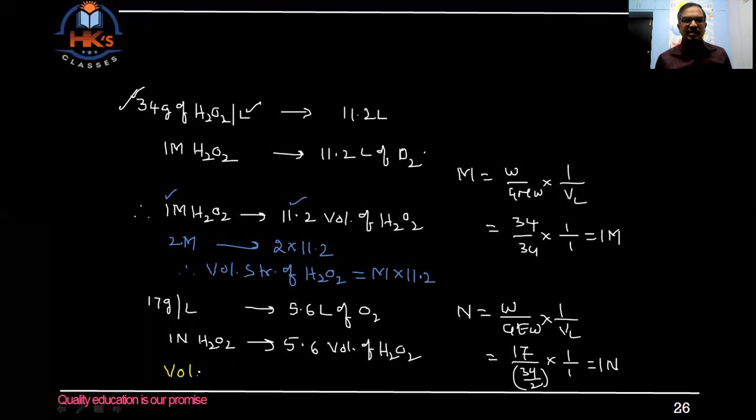Similarly, if they provide us the normality, the volume strength of hydrogen peroxide H2O2 is equal to its normality into 5.6. So from this, students, we can calculate the volume strength if the molarity or the normality is given. By using this, we can solve the questions very easily.